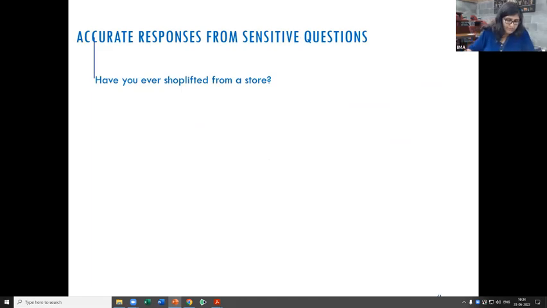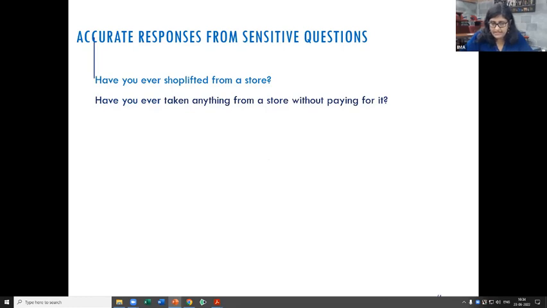Now, have you ever shoplifted from a store? Even if I have, do you think I'll say yes? No, I will not. Socially undesirable question. So there's a better way of asking this question. What is a better way? You have to avoid the term shoplifted, because that's a problematic term. You can ask, have you ever taken anything from a store without paying for it? It means the same thing, but it softens the blow.